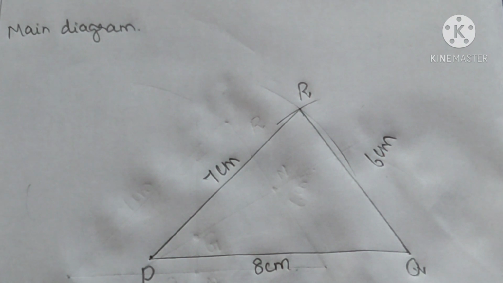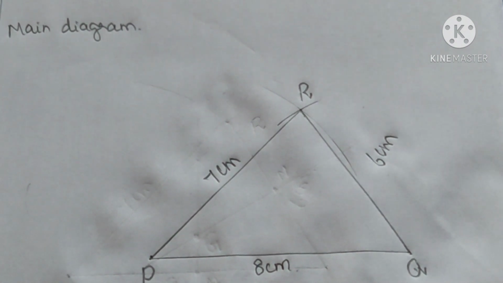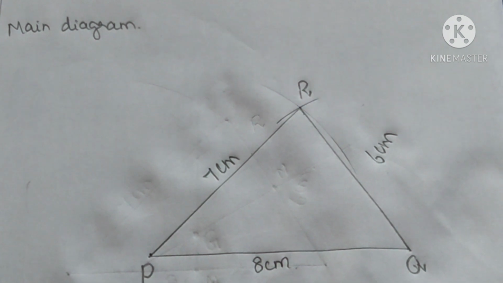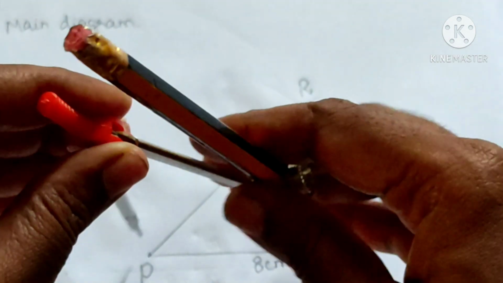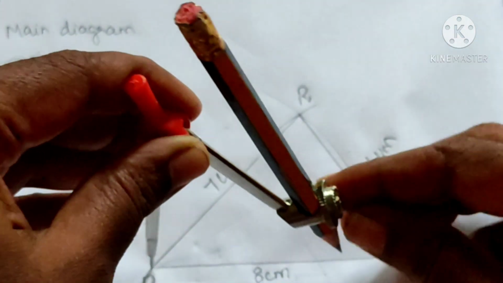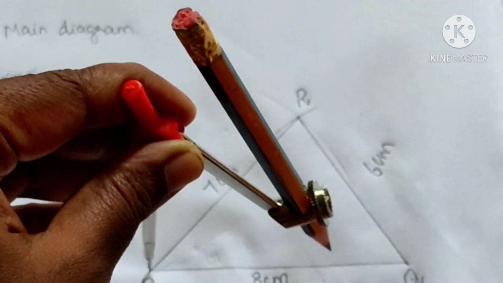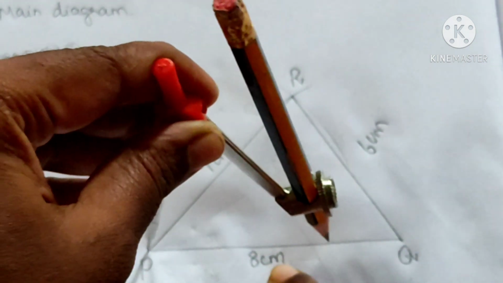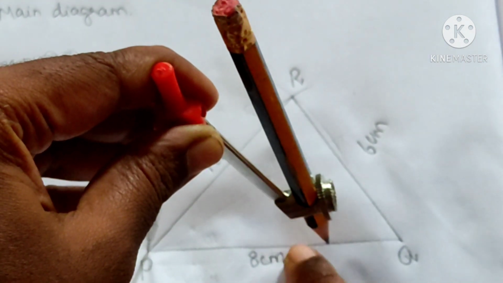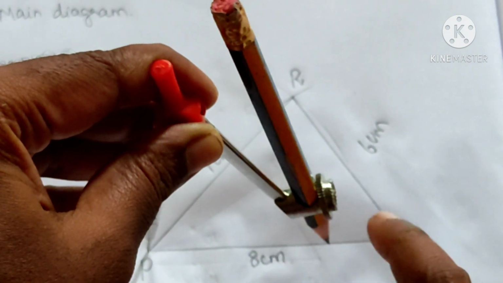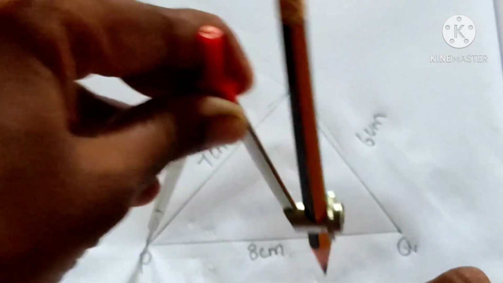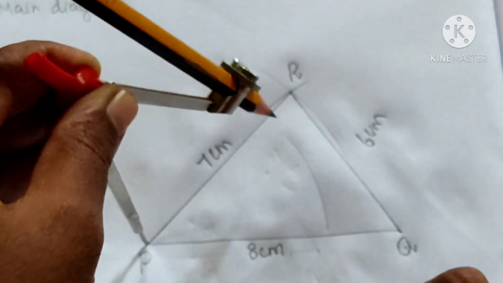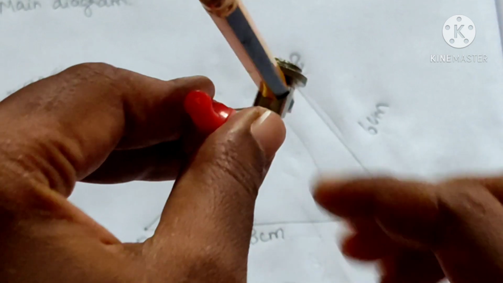Next you draw the perpendicular lines. Step 3: construct the perpendicular bisector of any two sides. I will select PQ and QR. Okay, P as the center, take more than half. The baseline is 8 centimeters, so more than half is 4.5, 5, 6, 7. Any one of the measures you select and draw arcs above and below. Don't change the measure.